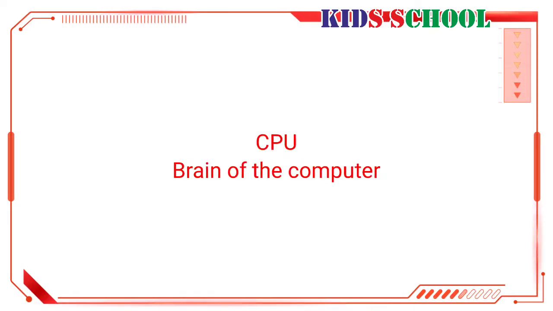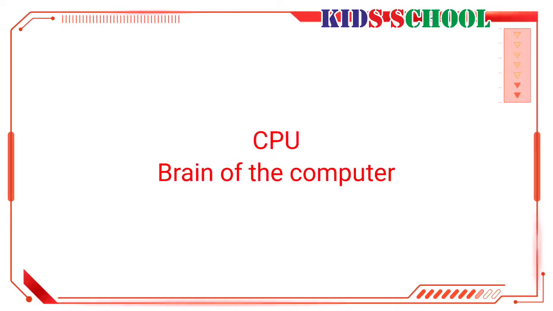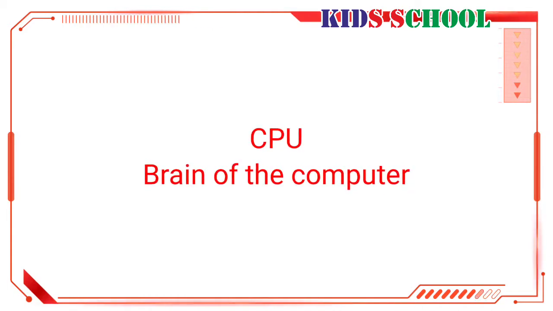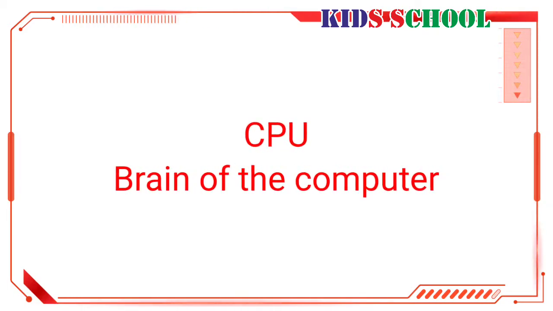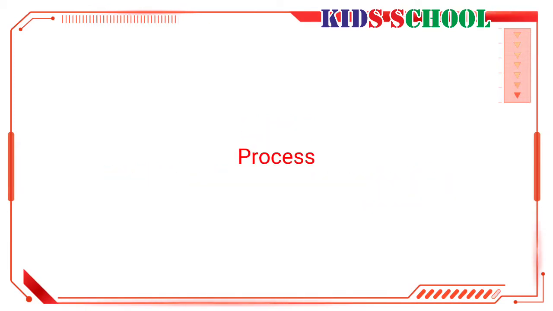Dear students, the CPU, Central Processing Unit, controls the entire working of the computer. It is called the brain of the computer. The CPU processes input according to instructions to generate information. The CPU also stores processed data which you can retrieve whenever you want. In short, the CPU processes data and stores data, programs and information.